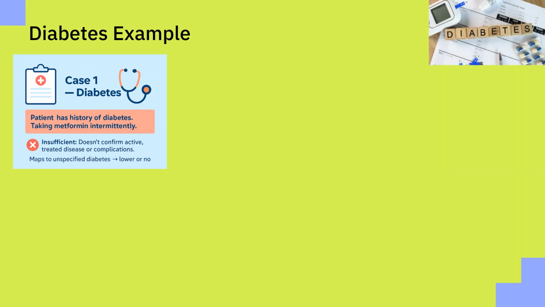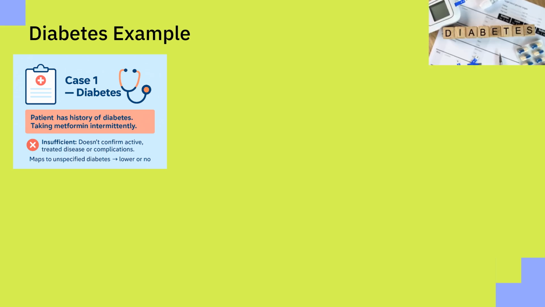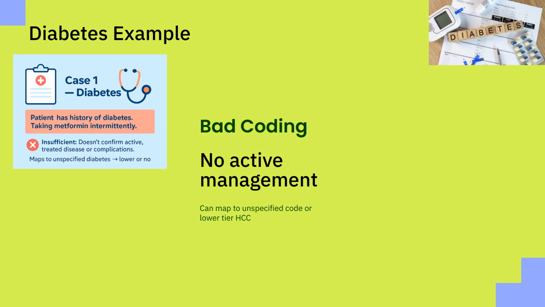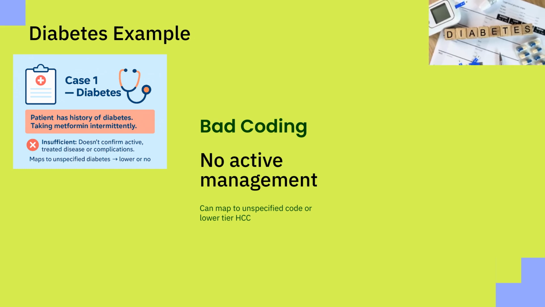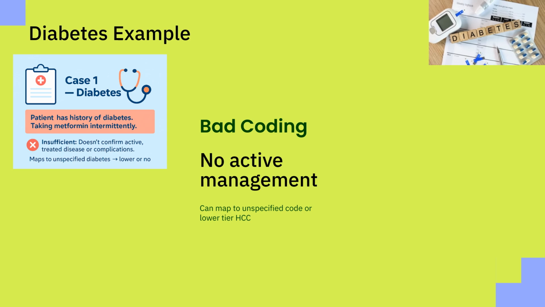Patient has a history of diabetes and takes metformin intermittently. This is insufficient because a history of and intermittent medication don't show active treated disease or complications. This often maps to unspecified diabetes codes that might not meet HCC requirements.